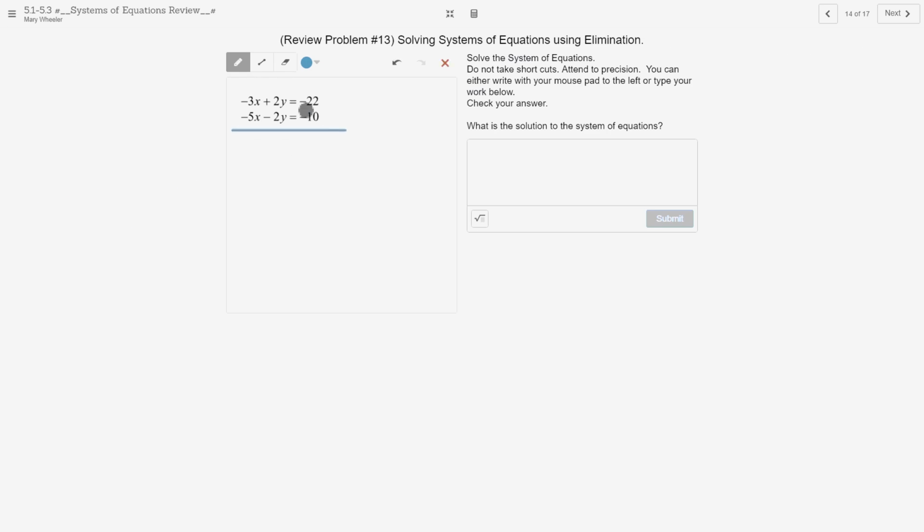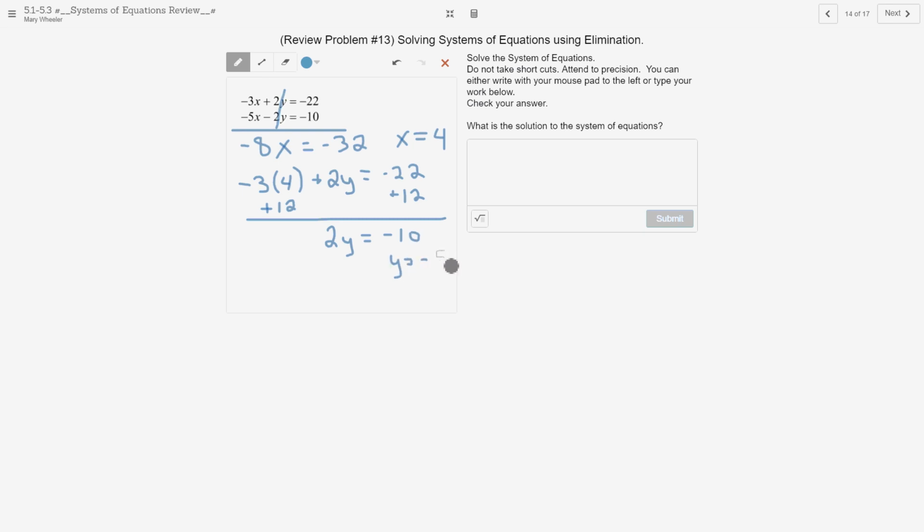Again, I already have opposite coefficients, my y's, so I don't need to multiply by anything. They're going to cancel out. I get negative 8x equals negative 32. Divide by negative 8, and I get x equals 4. Now to find the y, it doesn't matter which one. I'm going to use the top equation. Negative 3 times 4 plus 2y equals negative 22. Well, that's negative 12. I'm not going to rewrite it. I'm just going to put plus 12 because it's the opposite sign. And that's going to give me 2y equals negative 10. Y is going to equal negative 5. So my solution here is 4, negative 5.